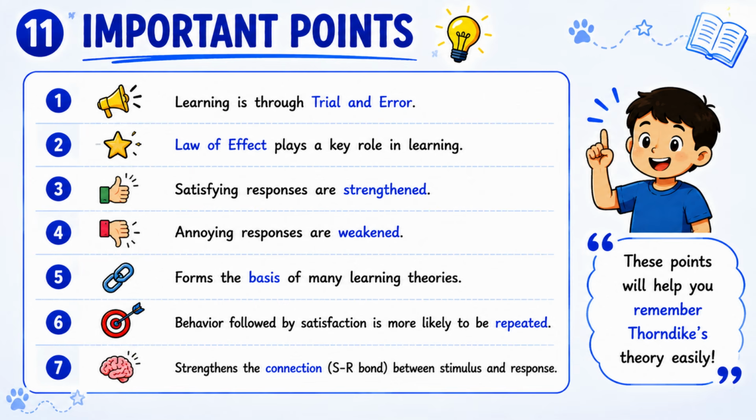So, to summarize, trial plus error is equal to learning. Reward is equal to behavior repeated. Failure is equal to behavior reduces. இதுதான் தாரண்டிக்ஸ் ட்ரையல் அண்ட் எரர் தியரியோட கம்ப்ளீட் கான்செப்ட்.